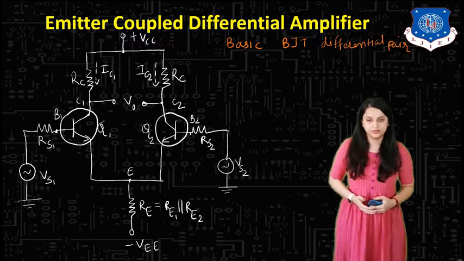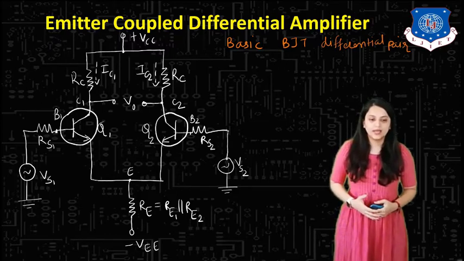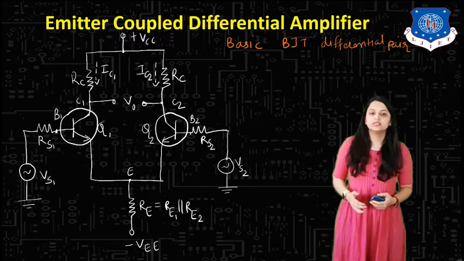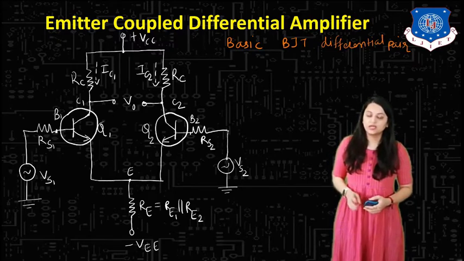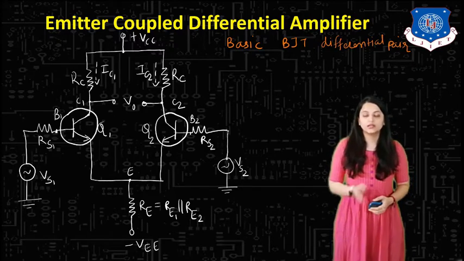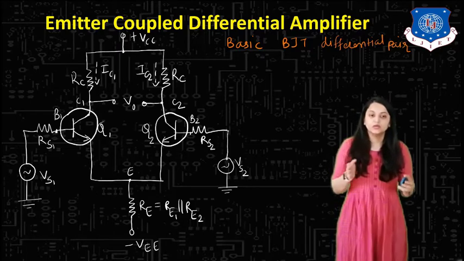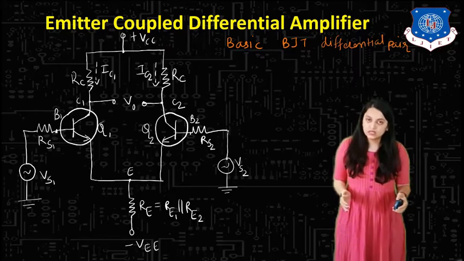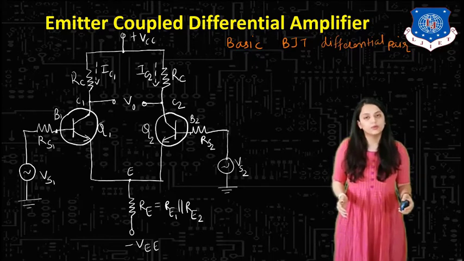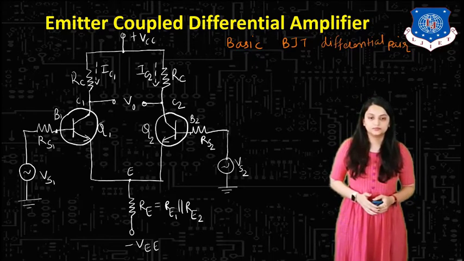and Q2 respectively. So this is the diagram of the basic emitter coupled differential amplifier, where two BJTs are used, having the terminals base, collector and emitter, whose emitter terminals are connected together. Inputs are given to the base terminals of these two, and output is obtained from the collector terminals. Okay?